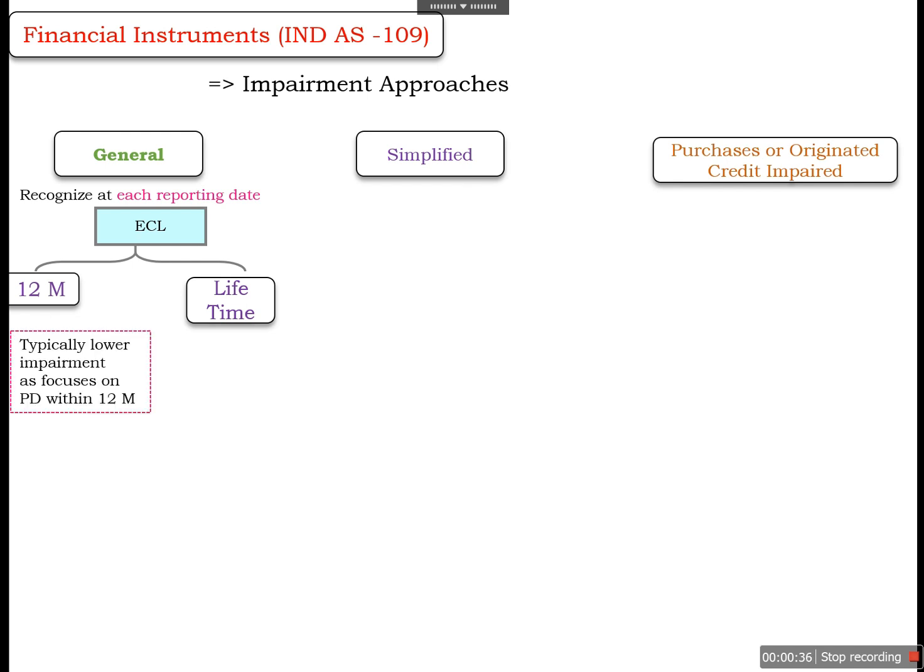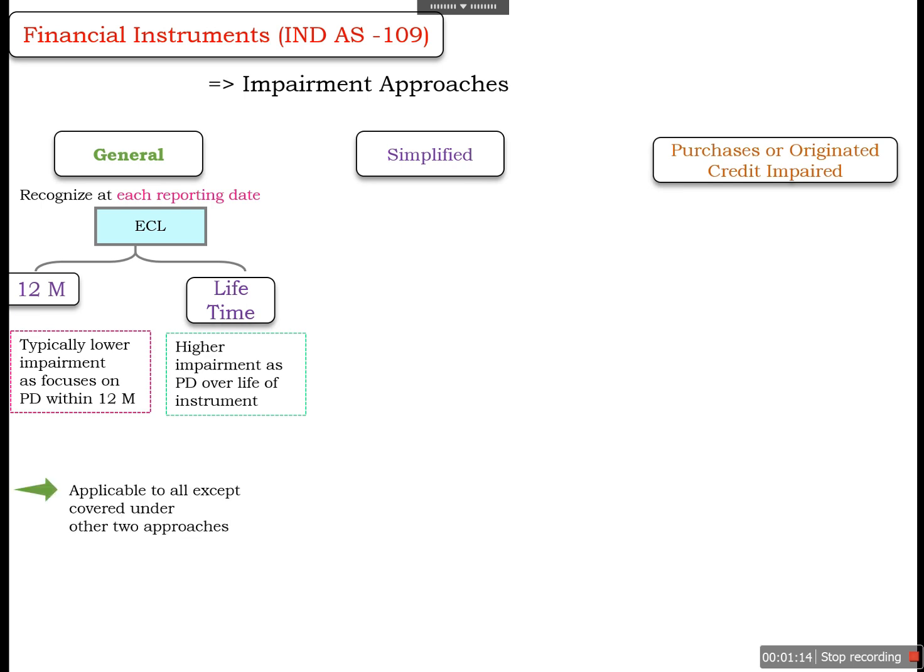In the 12 months ECL approach, typically the amount of the impairment loss is lesser because we are estimating the loss over a period of 12 months from the reporting date. While in the lifetime ECL method, the amount of impairment loss allowance may be higher because we are estimating the probability of default over the life of the instrument. It may be 5 years, 10 years, or 15 years. This general approach is applicable to all the financial instruments except those covered under the simplified approach or the purchased or originated credit impaired financial assets approach.